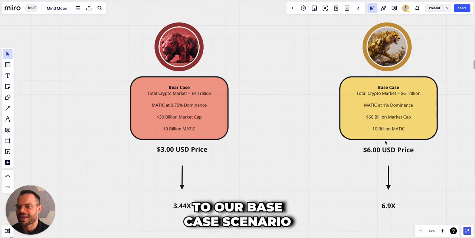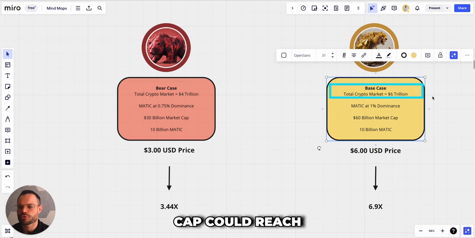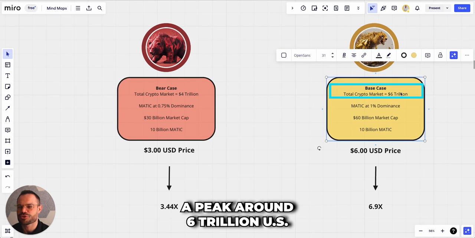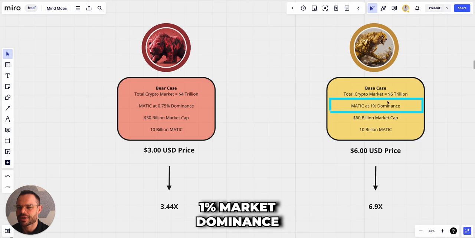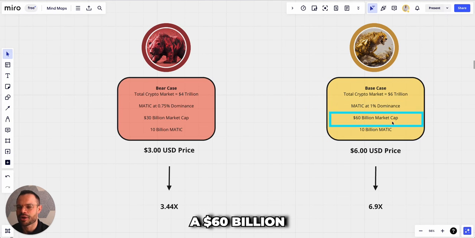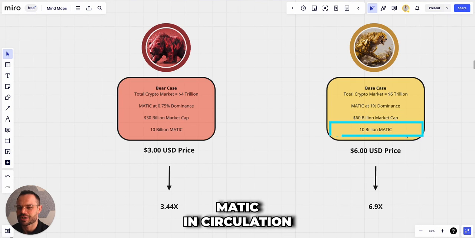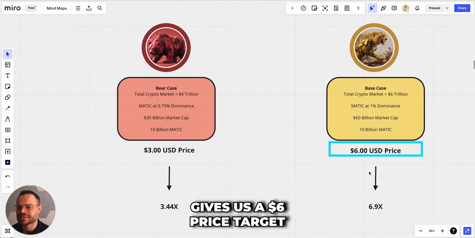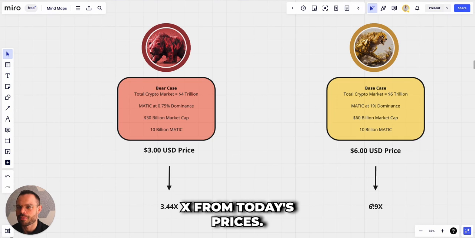Moving on to our base case scenario, what we're saying is that the total crypto market cap could reach a peak around 6 trillion US dollars. If MATIC can get back to around a 1% market dominance, that would give it a $60 billion market cap. And then again, dividing that by 10 billion MATIC in circulation gives us a $6 price target, which again is a pretty decent return at about 6.9x from today's prices.